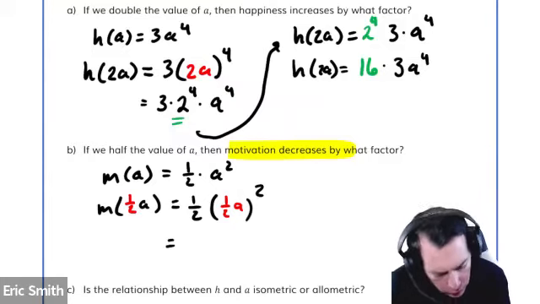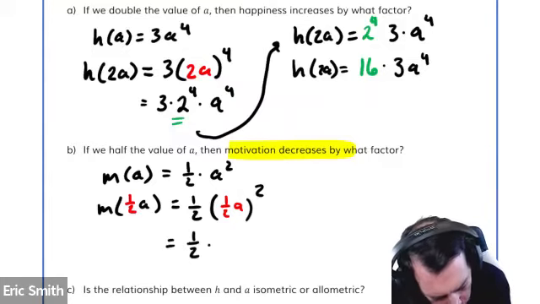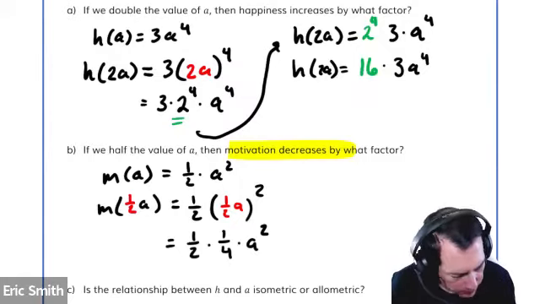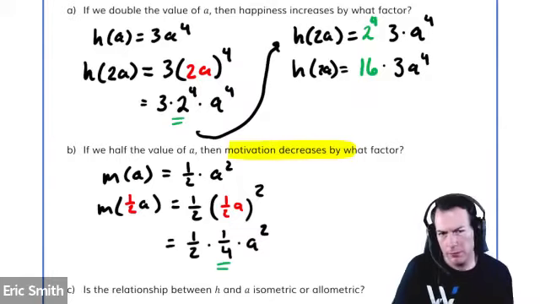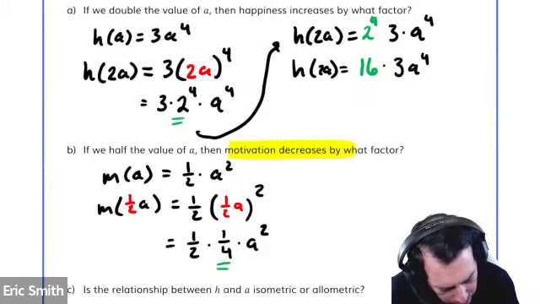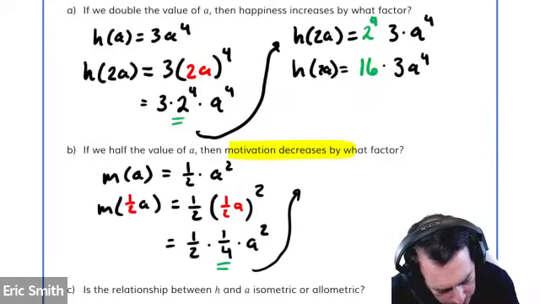Right now we'd go through a little bit of algebra, not a whole lot. Square 1/2, that's where the 1/4 comes in. A is still being squared. And then this 1/4 is really the only piece that is different from our original model.